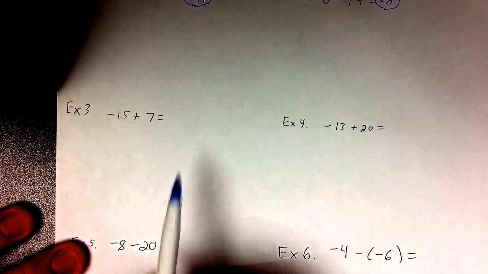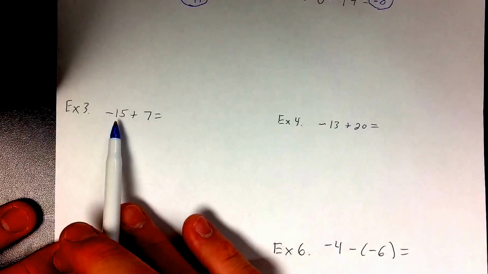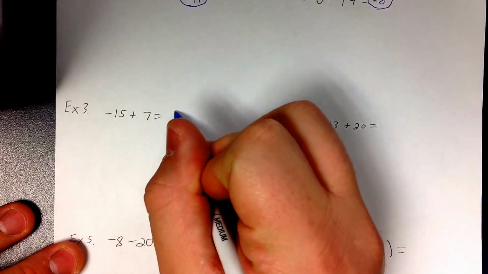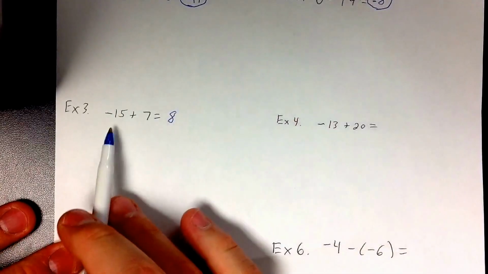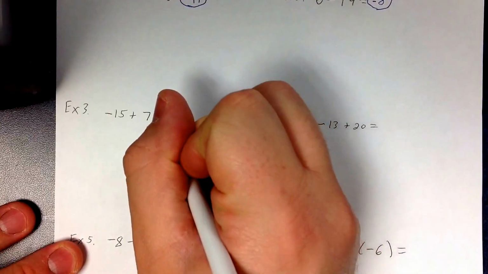Example 3, -15 plus 7. Again, signs are different, so we subtract. 15 minus 7 is 8. 15 is bigger, and it's negative, so our answer is -8.